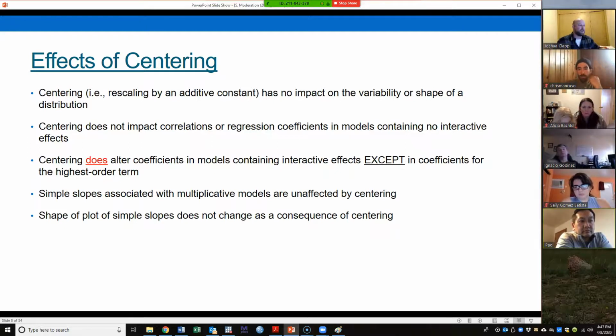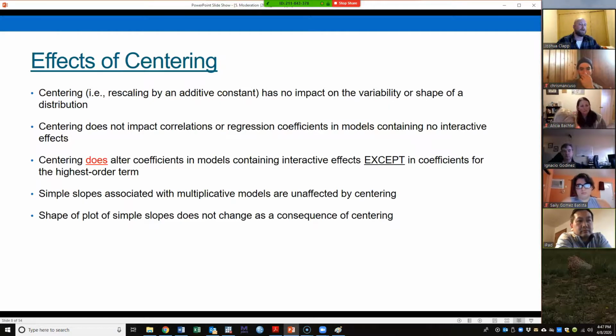There's no reason to have a four-way interaction with this, but if you did, the higher-order effects will stay the same, but everything below that will change with centering, and we'll talk about why that is, okay? But my simple slopes that we're going to go through, those are not impacted. The shape of my simple slopes plot isn't going to be impacted at all. All we're doing is we're taking this distribution and we're just sliding it around. Okay.